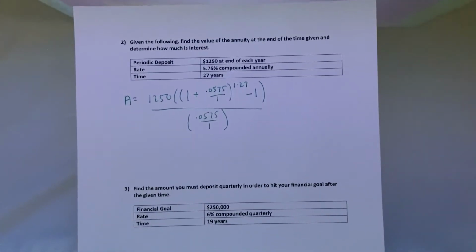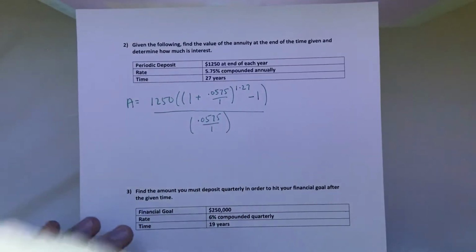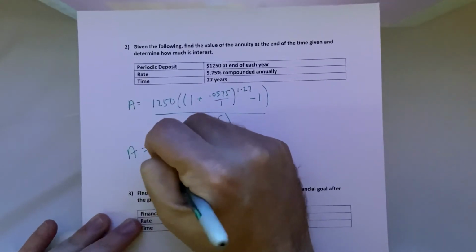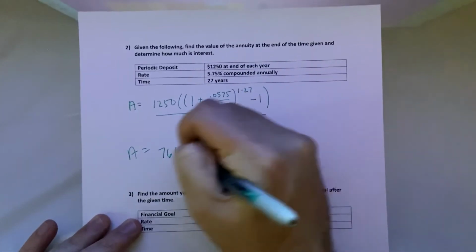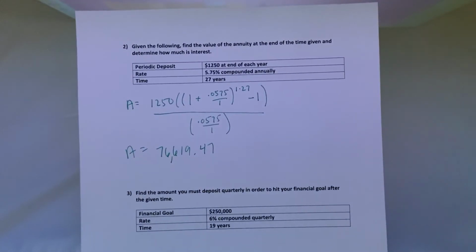Now again, make sure you put it into the calculator correctly. That's the most important part, but I always, of course, recommend you write this out, particularly for partial credit. It makes it easier for me. But really, where your parentheses go is a matter of understanding of the order of operations. And if you understand the order of operations, it becomes a little bit easier to understand where the parentheses are going, generally speaking. So it looks like if you do this, you've got $76,619.47, if I typed it all in right. Which again, I hope I did. I hope you guys do as well.